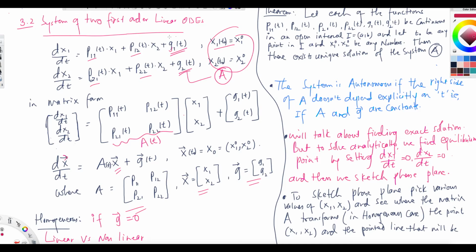If there is a separate term without x1 and x2, like a constant term, or some terms with t but not with x1 and x2, then we call it non-homogeneous. Again, I discussed that already, linear versus non-linear. If the exponents of x1 and x2 are 1, and they do not appear in product form, then it is linear, otherwise it is called non-linear.